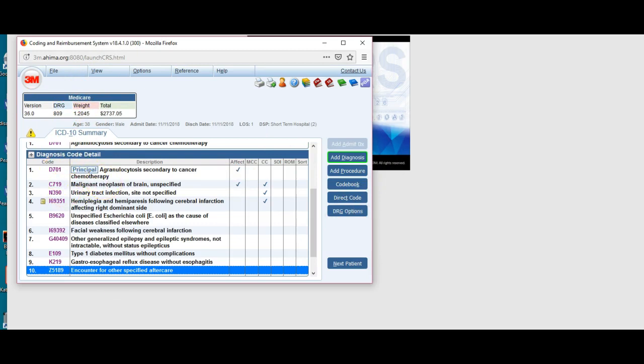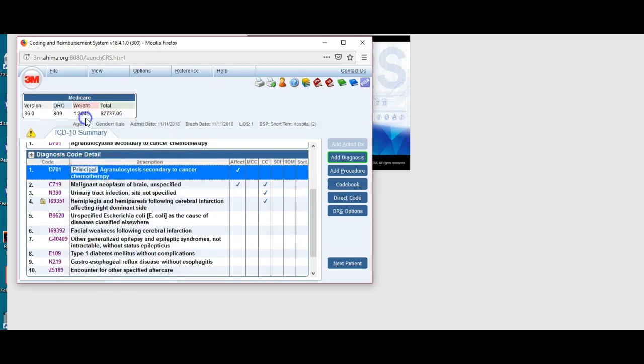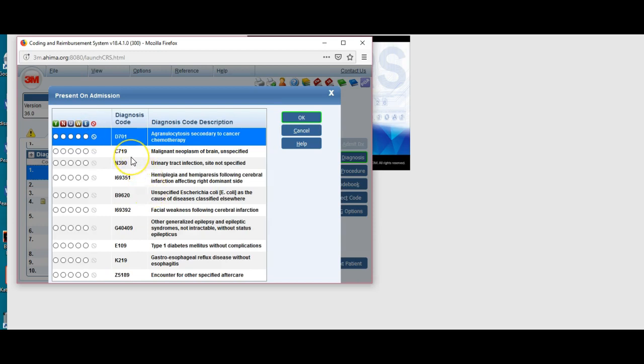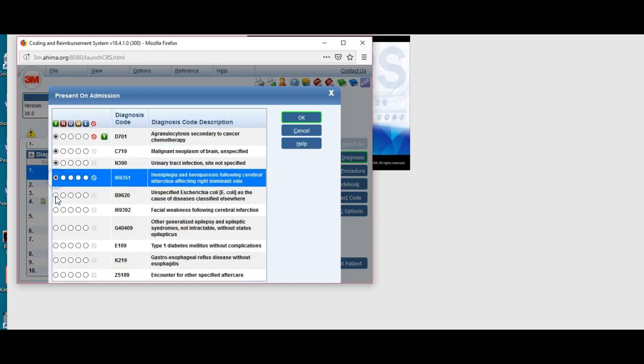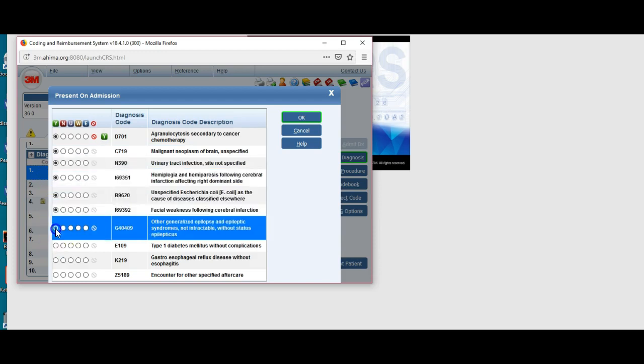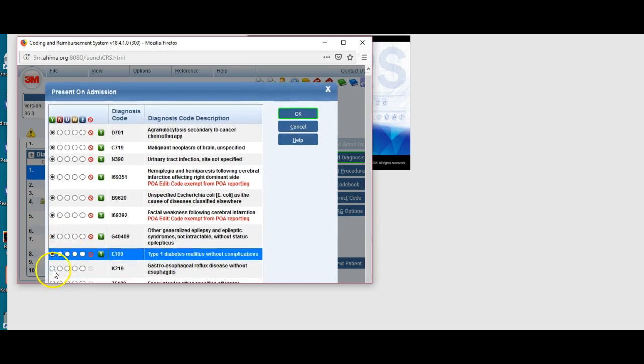And to add your present on admission in 3M, it's really nice. You just right click, and you come to present on admission. So present on admission is asking if he had that diagnosis when he arrived to your facility. So yes, he had this. Yes, he had this. Yes, he had that. Yes, yes, yes.